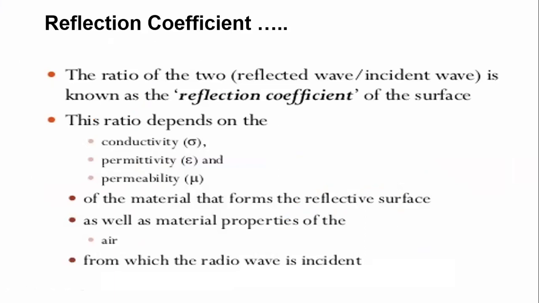While you're going to study the uniform plane wave, you should take care about the reflection coefficient and the transmission coefficient. So what is the reflection coefficient? We are aware it's the ratio of the electric field of the reflected wave to the incident wave. That ratio is nothing but the reflection coefficient of that particular surface, and it totally depends upon the conductivity, the permeability, and the permittivity, that is, the Siemens, epsilon and mu.